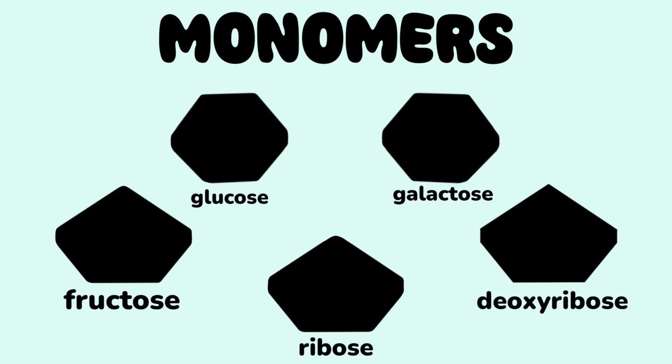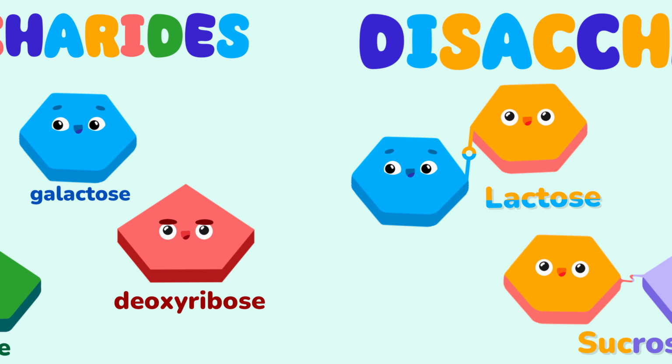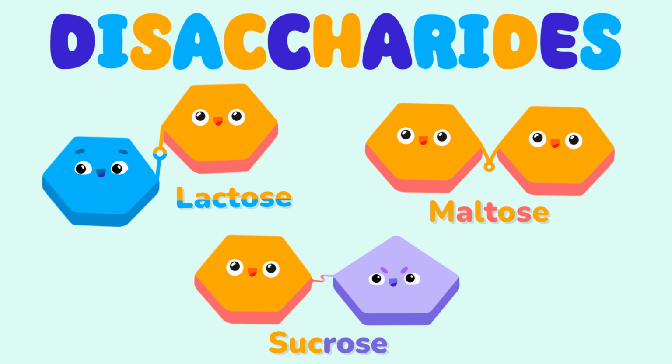Carbohydrates have many monomers. These monomers are called monosaccharides, or simple sugars, and come in many forms. Some examples are glucose, fructose, galactose, ribose, and deoxyribose. Carbohydrate dimers, or disaccharides, include sucrose, lactose, and maltose. Wait, but how are disaccharides formed?